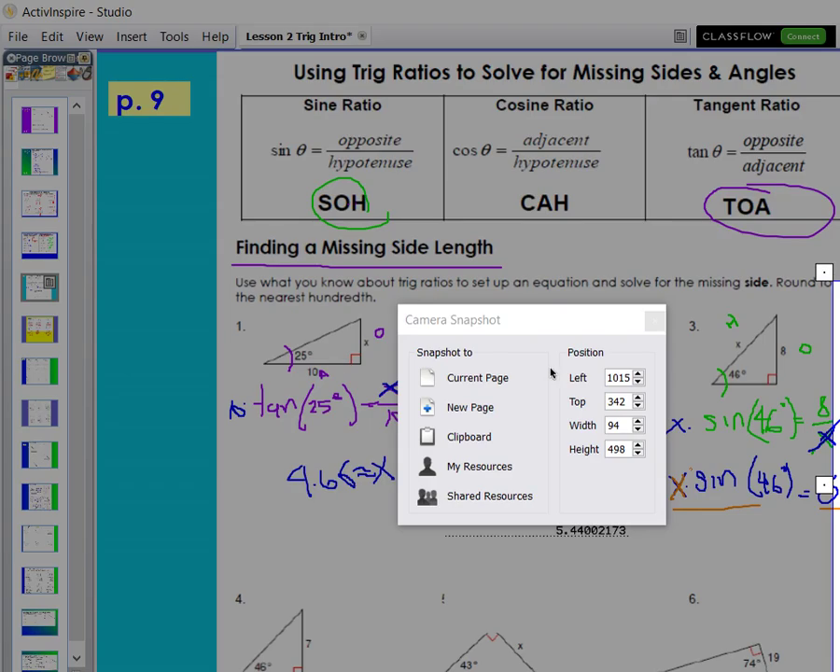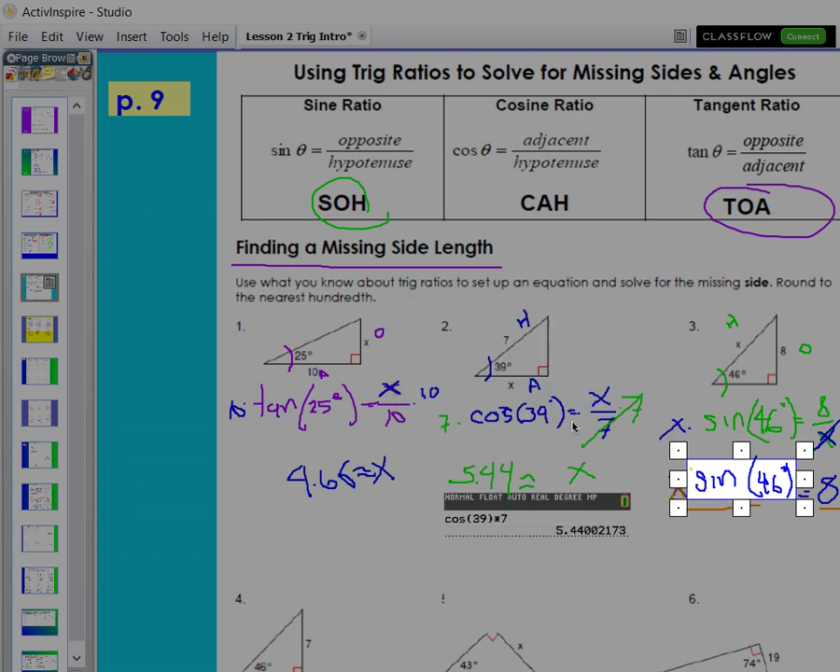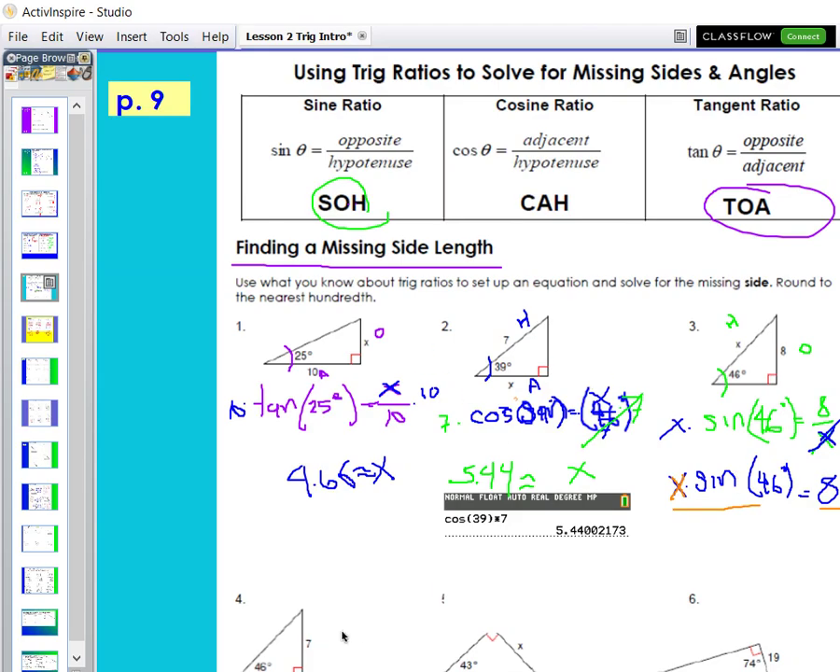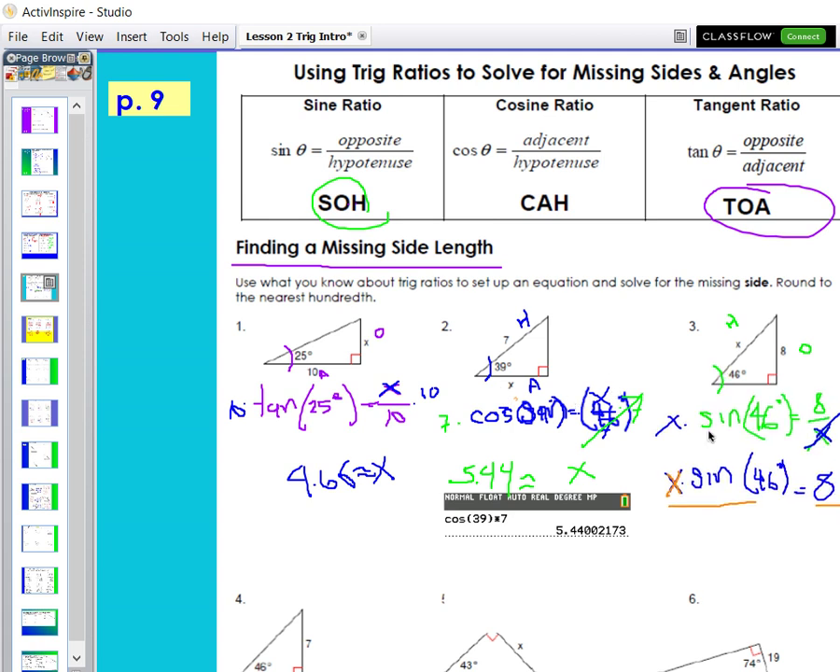I'm just going to take a picture of it. Click. Ooh, where'd it go? Sine of 46 degrees. I lost it. Oh, there it is. It's hiding.